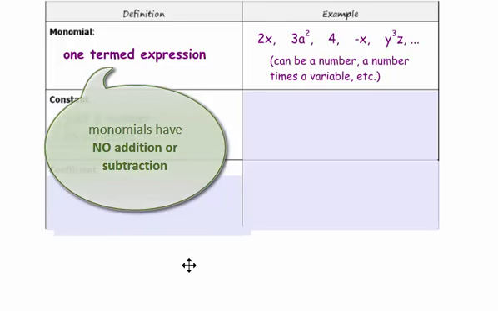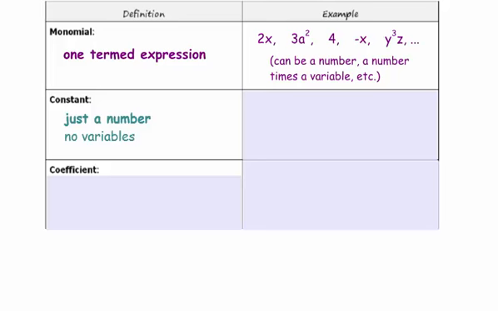Now a constant, if you recall, is just a number. No variables at all. So examples there would be any number you can think of. They can be decimals, they can be fractions. They just can't have variables.